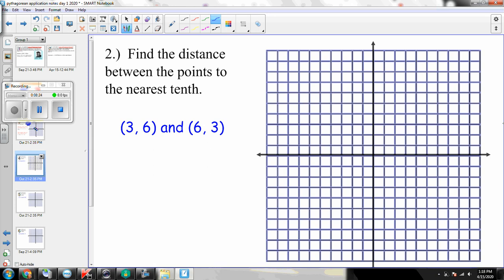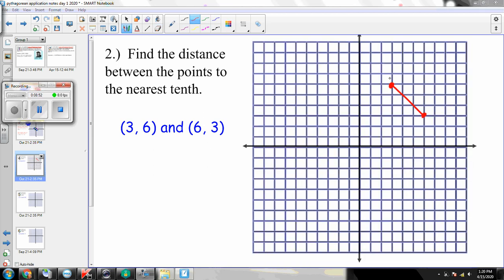Okay, number 2. We're going to find the distance between the points 3, 6 and 6, 3. So we're going to go right 3, up 1, 2, 3, 4, 5, 6. Here's 3, 6. Then I'm going to graph 6, 3. I'm going to go right 1, 2, 3, 4, 5, 6, up 3. And then I'm going to connect. And I want to find the distance between these 2 points.